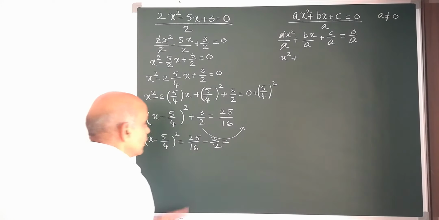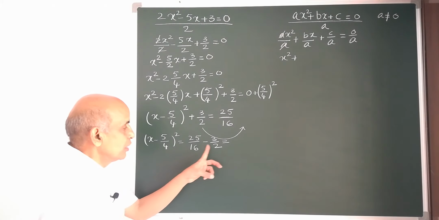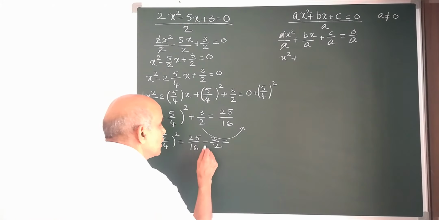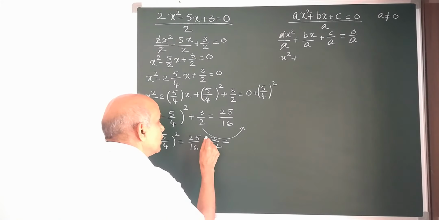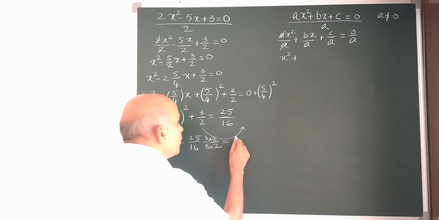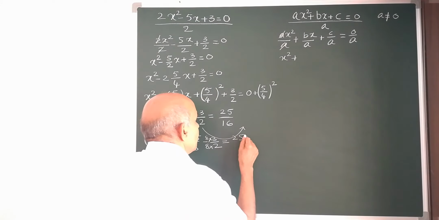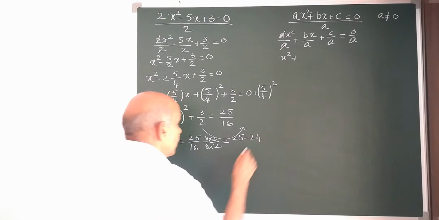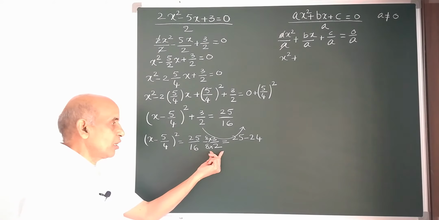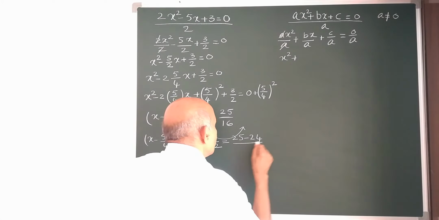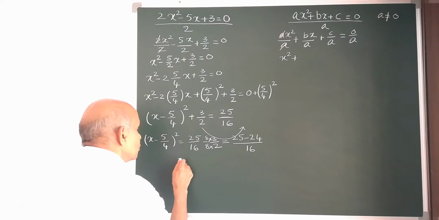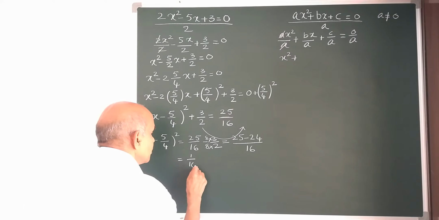Now here, the denominator we have 16, here the denominator we have only 8. So to make this denominator also 16, we will multiply with 8, both numerator and denominator. So this becomes 25 minus 24, and the denominator becomes common. This denominator is 16, this denominator also is 16, so this becomes 16. 25 minus 24 is 1, so this becomes 1 by 16.